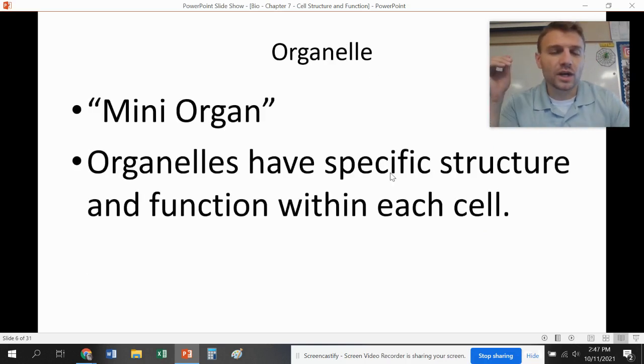Now, when we talk about organelles, we're talking about mini organs. So think about your organs in your body and their structure and function. I talk about how the stomach is like a container that contains enzymes that digest your food, and its structure is going to regulate its function. Your skin is another organ, and it's very different than your stomach because its structure and function is different. So just like we have organs in our body, cells are going to have these organelles, and they're going to have specific structures and functions within each cell.